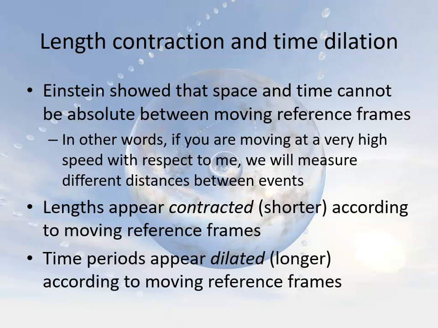Time periods appear longer according to moving reference frames. If I move by you at a large percentage of the speed of light, then you are going to see my watch running slowly. Similarly, I am going to see your watch running slowly as well. So that ends up leading to a very interesting paradox.